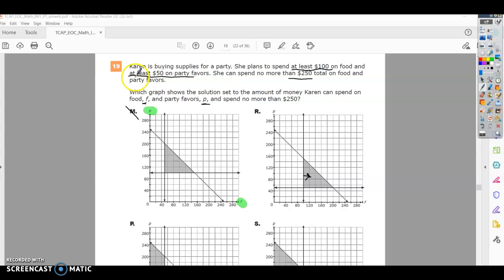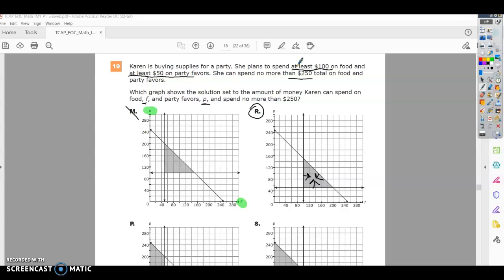Okay, and then the other part says at least $50 on party favors. So party favors is down the vertical axis here, and that's 40 and that's 80, so that would be 60, and so that would be 50, so that is more than $50 on party favors. And then on top of that it says she can spend no more than, so we need less than $250. So you see that it goes from $250 on both axes and it's shaded below that. So this one should be the correct answer because that meets all three of the restrictions.